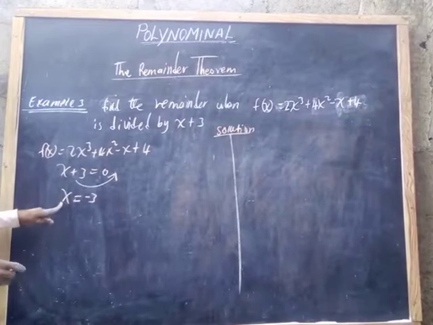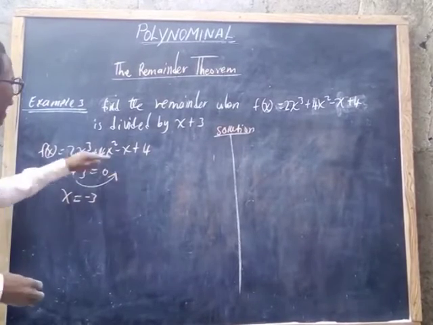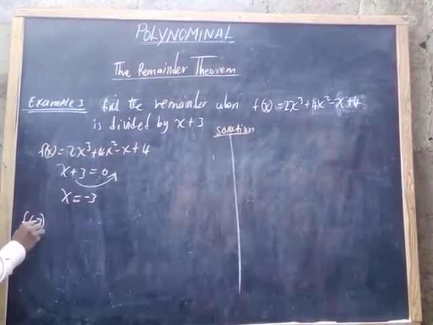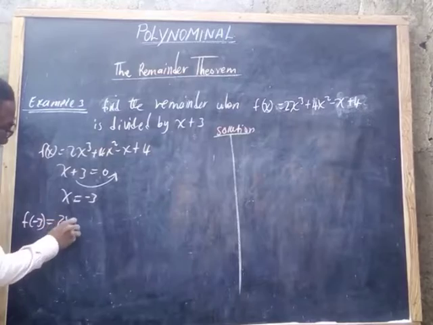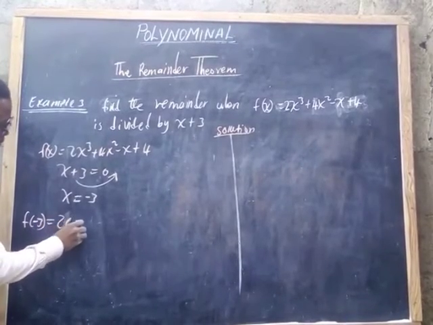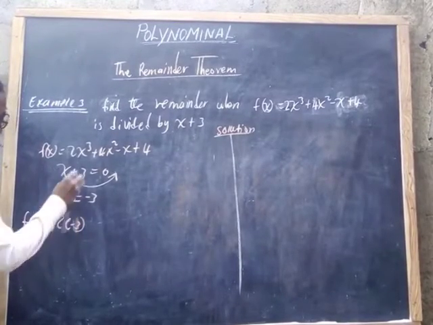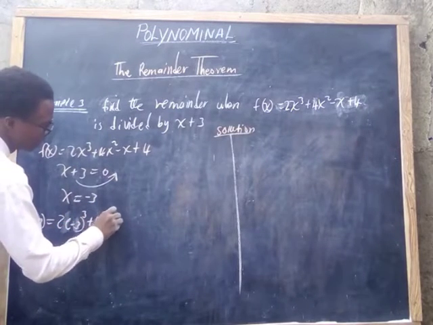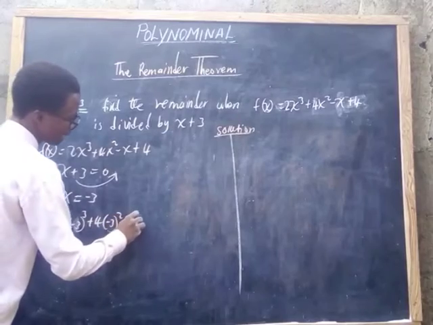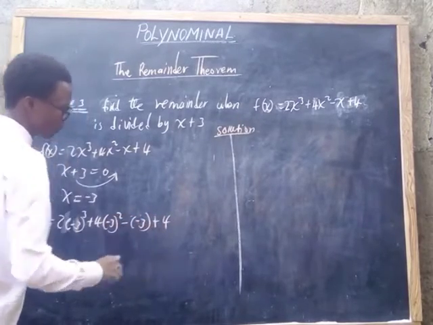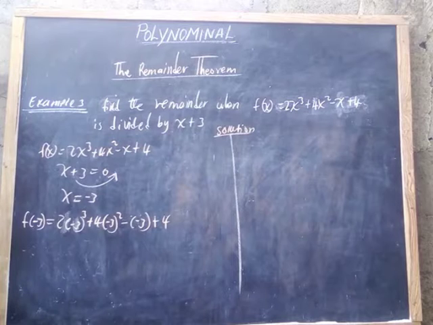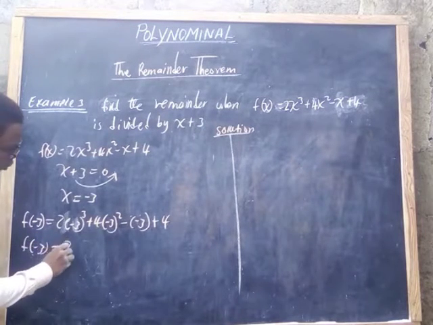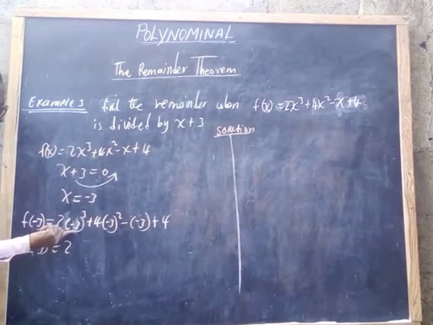Now, what is the value of x now? It is minus 3. So anywhere you see x in the function, you are going to put what? Minus 3. So you say f of minus 3, do you see? Equals 2 brackets minus 3 cubed plus 4 brackets minus 3 squared minus brackets minus 3 plus 4. Do you see? What next? We say f of minus 3 is equals to what? 2 times minus 3.